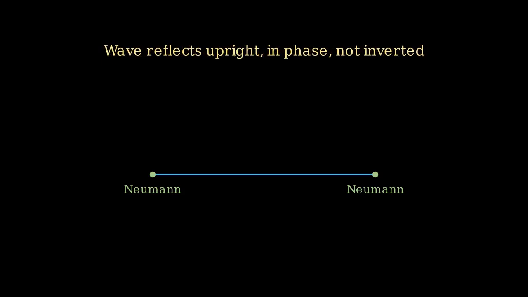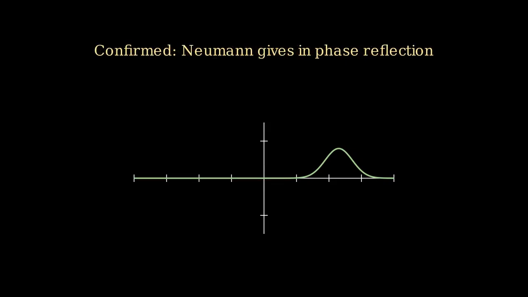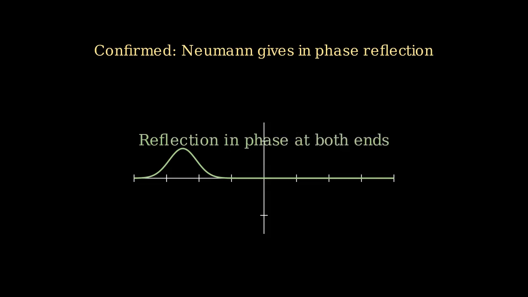Now for the check step. Suppose both ends of the string have a Neumann condition, meaning both ends are free but cannot pass through. Send a wave toward one end. Because the slope must stay 0 there, the wave reflects back the same way up, in phase, not inverted. The same thing happens at the other end, and this repeats every time the wave reaches either boundary. This confirms the Neumann condition gives reflection in phase, rather than absorption or inversion, at both ends of the string.